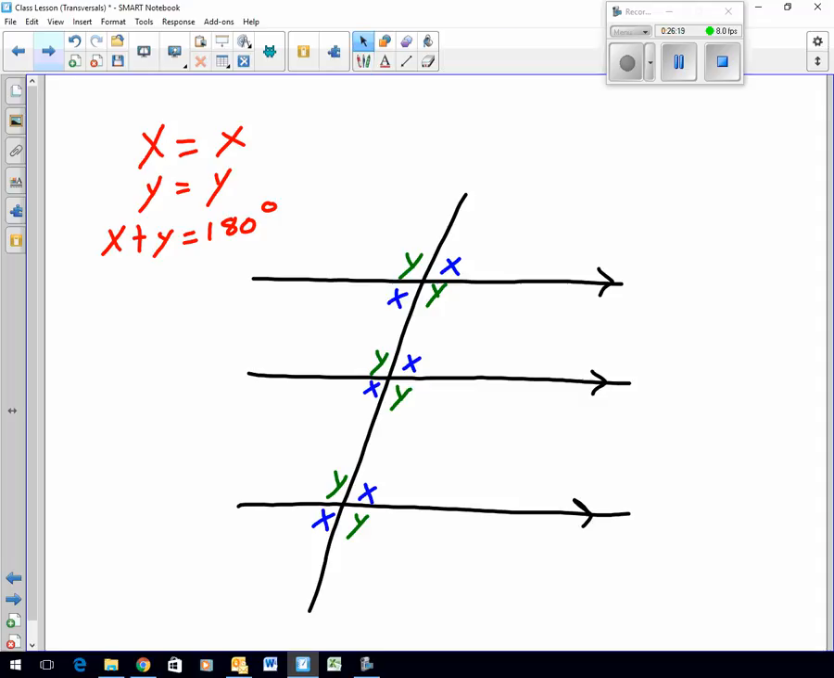Is that x, y a linear pair? Yes. Is that x, y a linear pair? Yes. Is that x, y a linear pair? Yes. Is that x, y same side interior? Yes. Is that x, y same side exterior? Yes. That's what I said. That's the way.